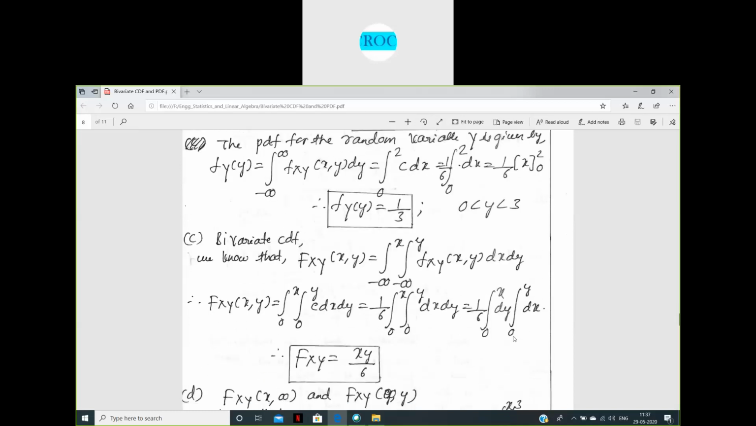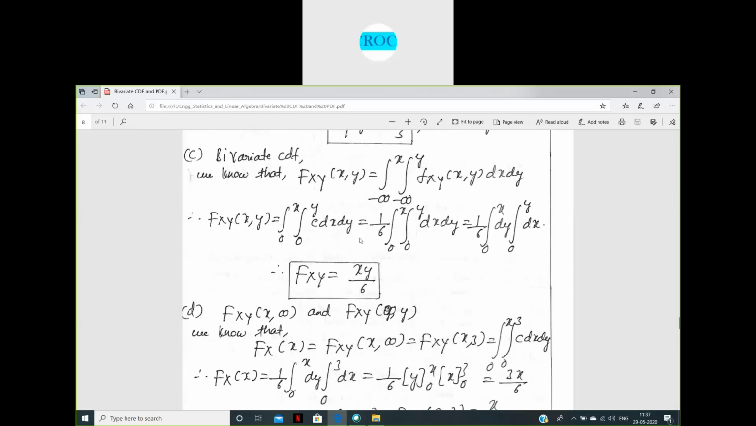Next, what we need to calculate is the bivariate CDF. How do you calculate this one? With this formula, we have integration 0 to x, integration 0 to y, c dx dy. This is equal to 1 by 6. Now what we have here is integration 0 to y of dx, integration 0 to x of dy. What we get here is x and y, x into y divided by 6.